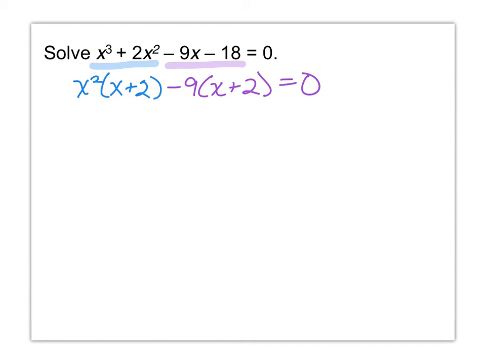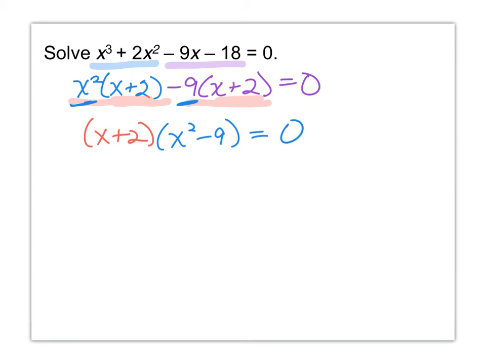Now let's look at both larger groups here. You see the common factor is x plus 2, so one of those factors is x plus 2, and then what we have left in front of the x plus 2 factors, we have x squared minus 9.